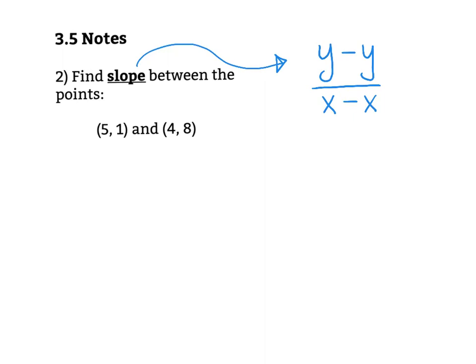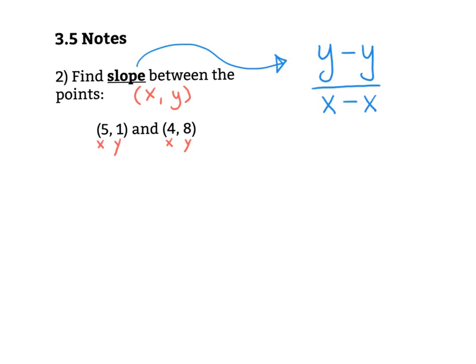So let's see how this is going to work. So in both of my ordered pairs, (5, 1) and (4, 8), I'm going to go through and first label what's the x and what's the y. Every single ordered pair goes in alphabetical order, x and then y. So x then y for the first one, x then y for the second one.